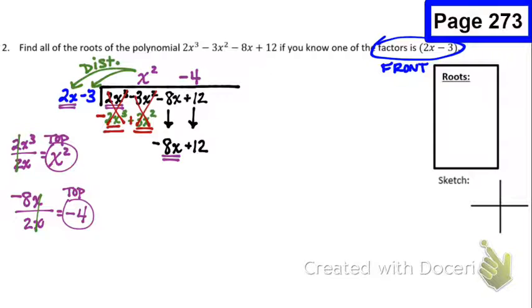What do I do with that -4 now? I distribute that. -4 times 2x is -8x. -4 times -3 is +12. And then what do I do to both of those things? Yeah, they're both going to change signs so that -8x becomes positive, but the 12 becomes a negative. Both signs will change. They both cancel out, which means I have a remainder of 0.